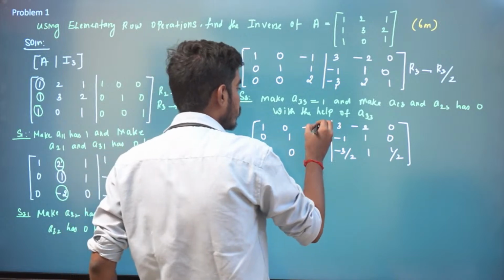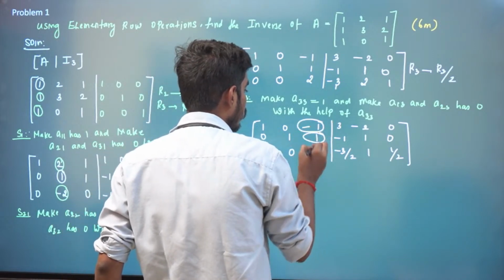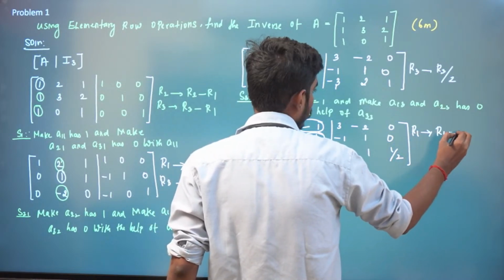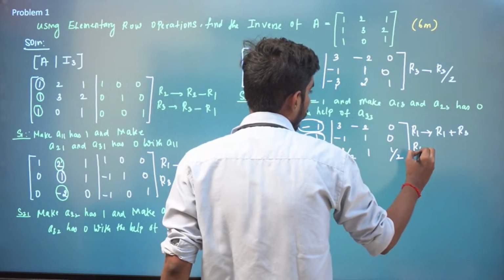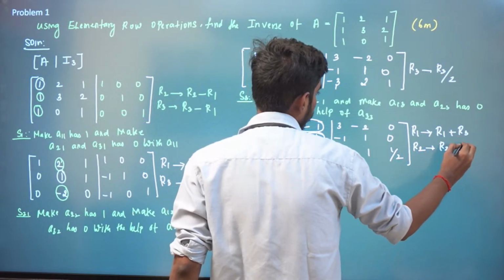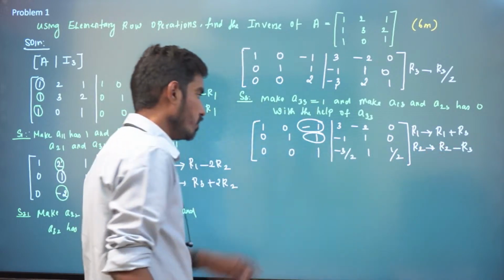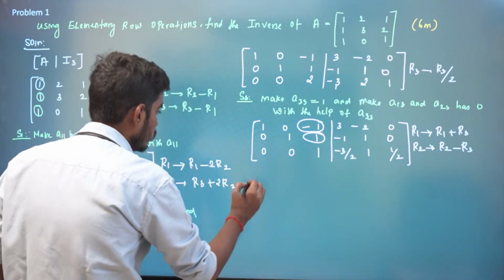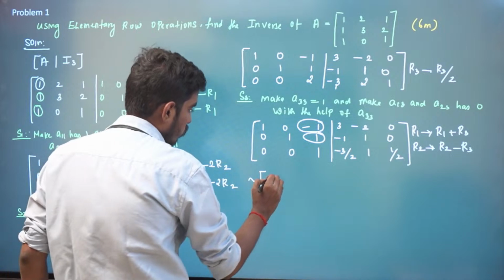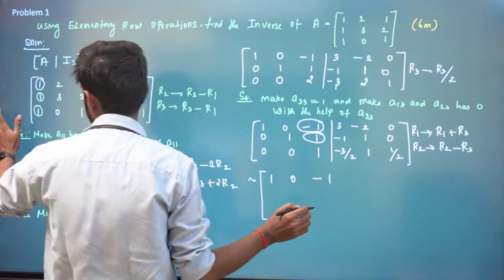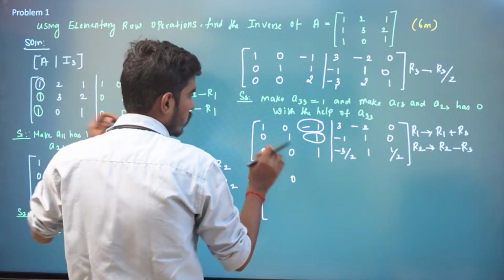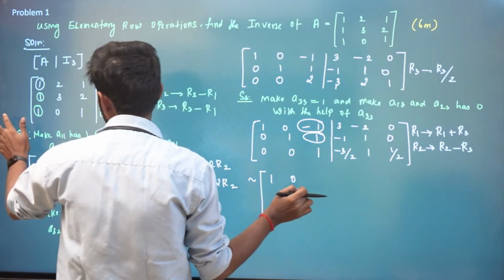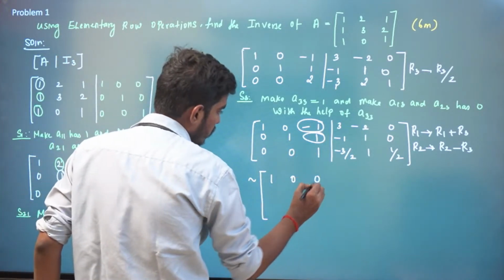So now we will make this element 0, this element 0 with the help of this. That means R1 is transformed to R1 plus R3, and R2 is transformed to R2 minus R3, because we need to make these two elements 0 with the help of this element. That is the Gauss-Jordan method. Now R1 plus R3. 1 plus 0 is 1. 0 plus 0 is 0. Minus 1 plus 1 is 0.